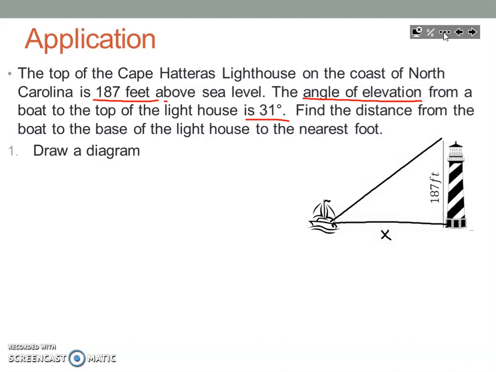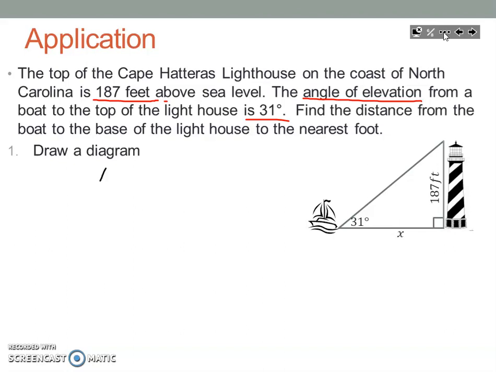Okay, so we draw our diagram first. So there's our diagram. You have your boat. The lighthouse is 187 feet tall. We're trying to figure out how far away it is. Honestly, the only new part with this lesson is drawing the picture. We've got our picture up there now, so we're good to go. So now I need to find my x. So now I'm just going back to what I did in the first video for this lesson.